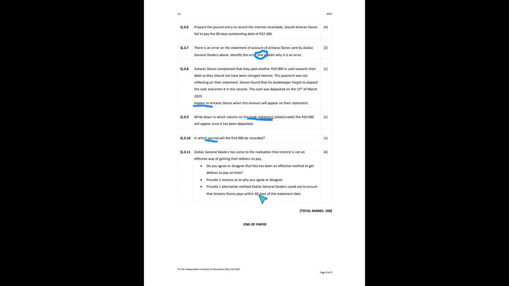So there you've got to use your general knowledge of what you know about business and collecting money from customers. So as long as your answers make sense and would be practical, you will get those marks. There's no right or wrong answer here. Okay, agree or disagree, and then you have to justify why you've agreed or disagreed and as long as you can justify your answer, you'll get the marks.